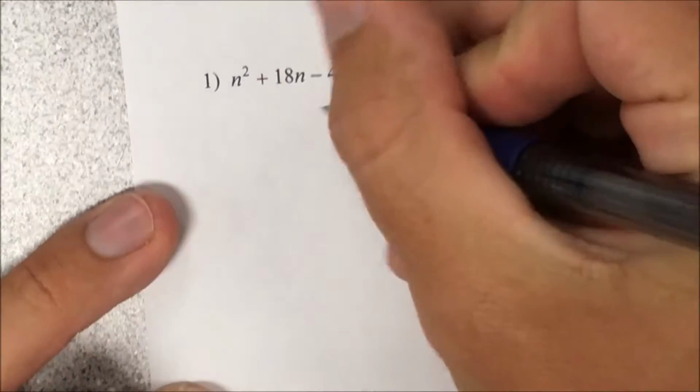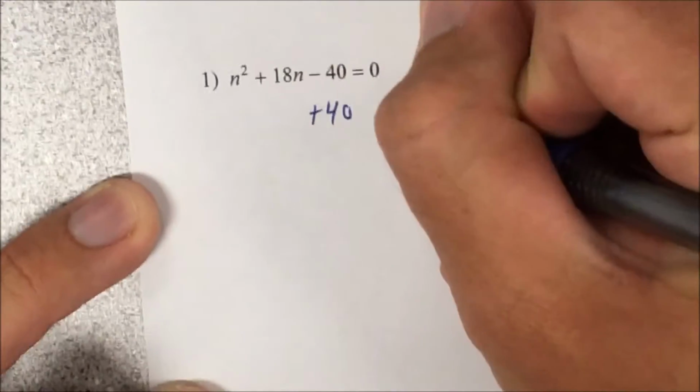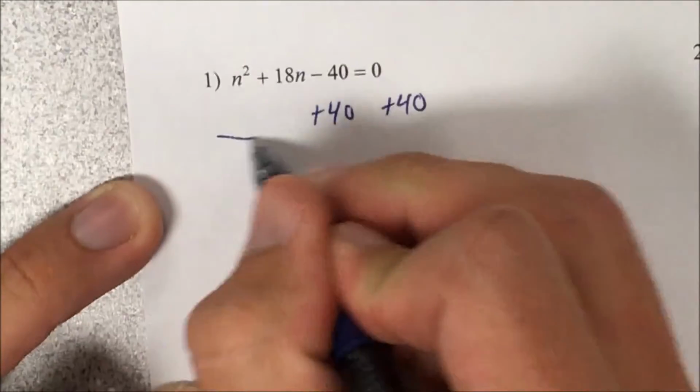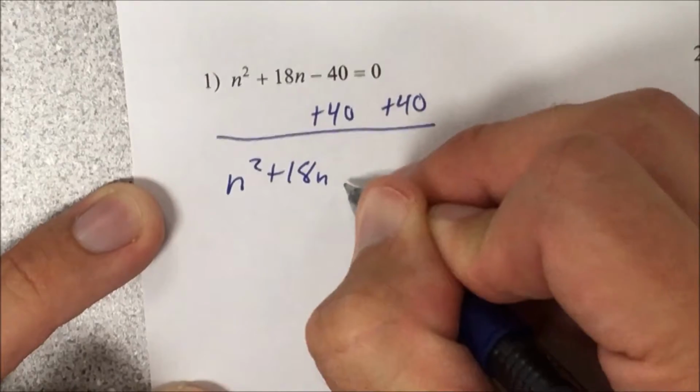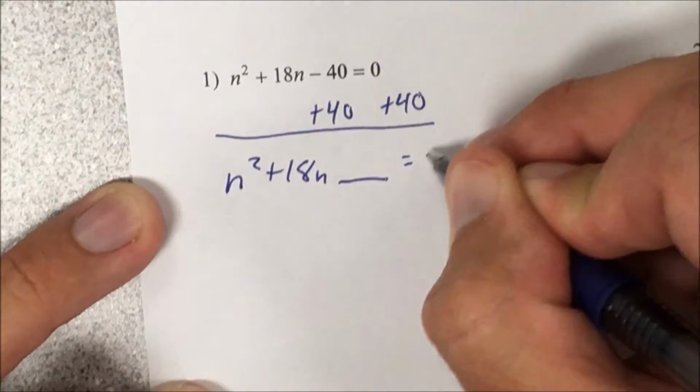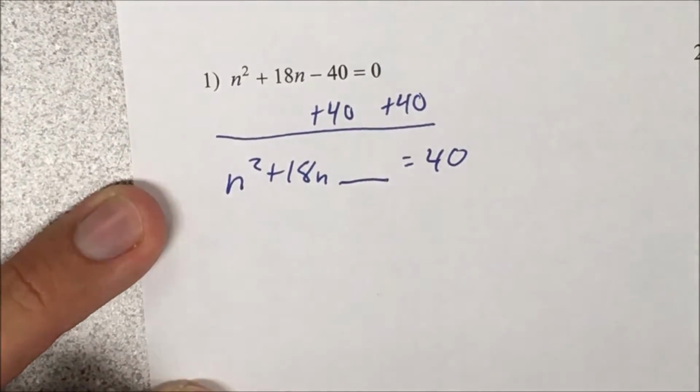First step in completing the square, we're going to take this constant over to the other side. I'm going to add 40. Got n squared plus 18n. Leave a little space right there, and that's equal to 40.